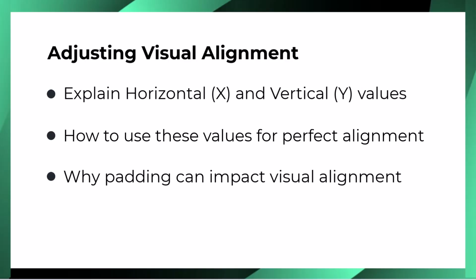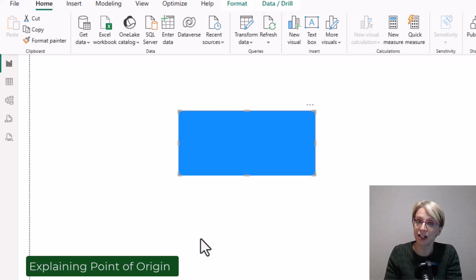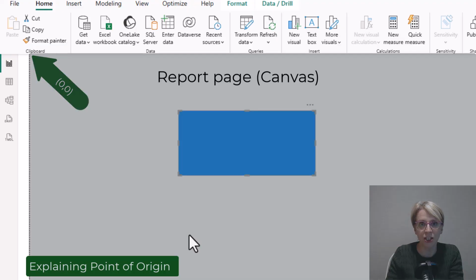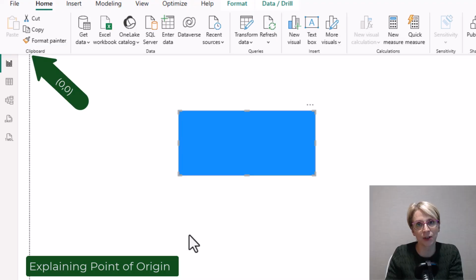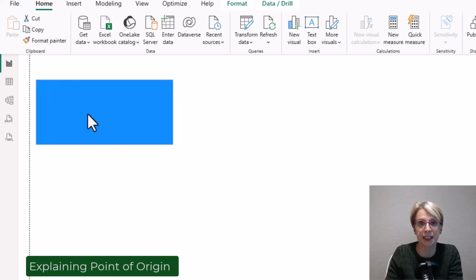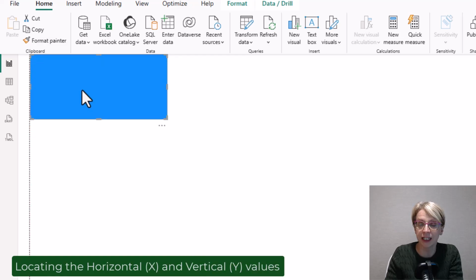Let's begin. In Power BI, I have a report page onto which I've placed a rectangle. The top left-hand corner of the report page is the origin point, and it takes an X value of 0 and a Y value of 0.